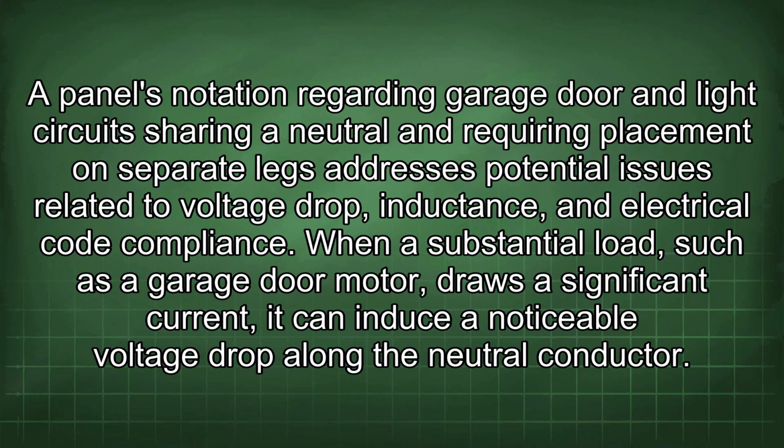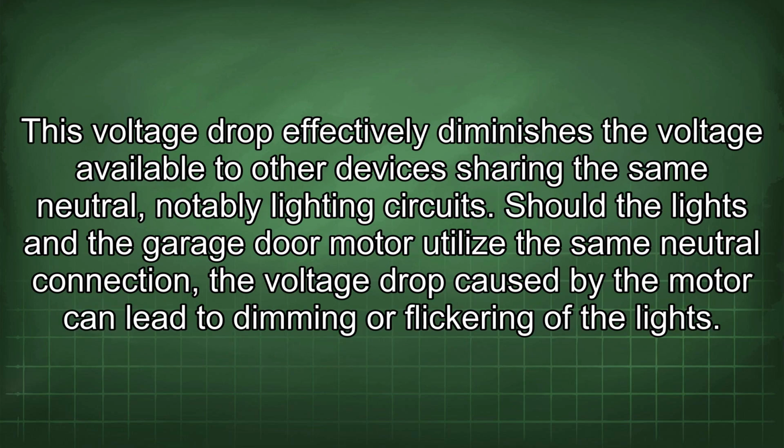The panel's notation regarding garage door and light circuits sharing a neutral and requiring placement on separate legs addresses potential issues related to voltage drop, inductance, and electrical code compliance. When a substantial load, such as a garage door motor, draws a significant current, it can induce a noticeable voltage drop along the neutral conductor.